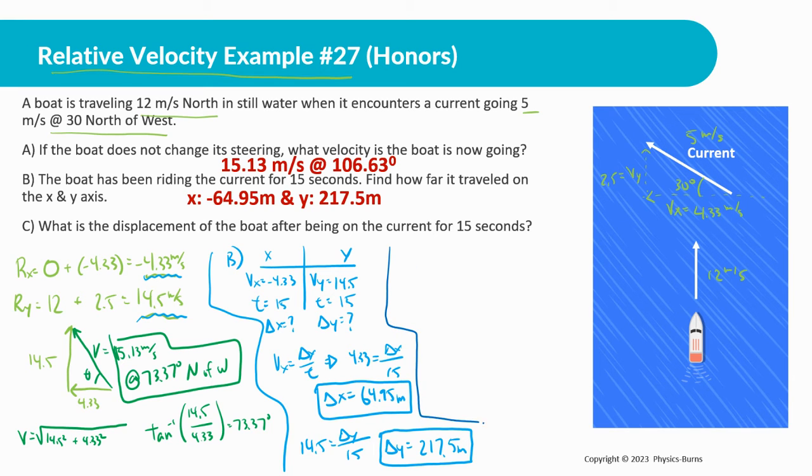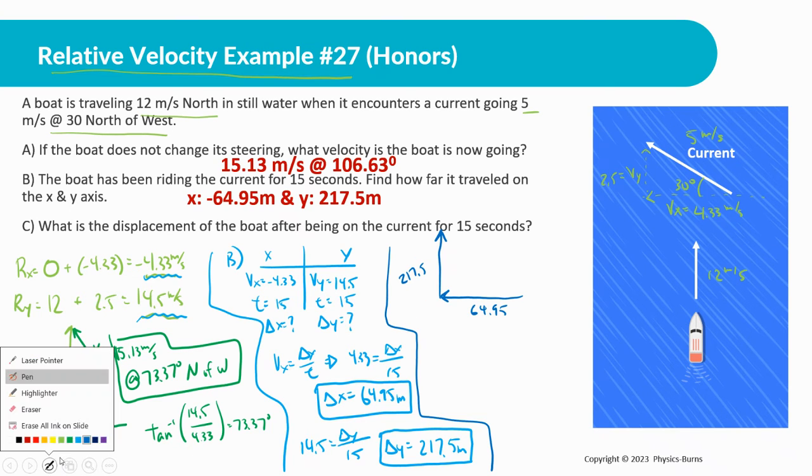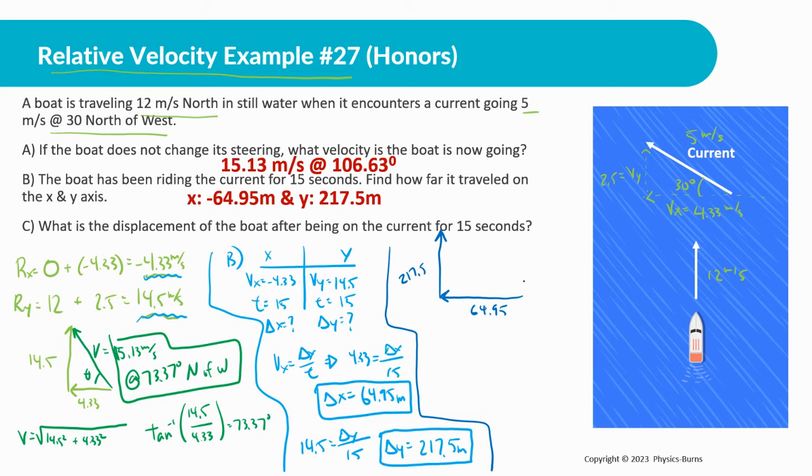We know how much it went in the x and the y, but let's find out now what that combined value is. So I'm going to do the x first. It goes 64.95 to the left. Oh, this isn't going to be to scale, but it's okay. It's going to go 217.5 up. And now for the resultant vector, or in this case, the displacement, I'm going to use a different color.